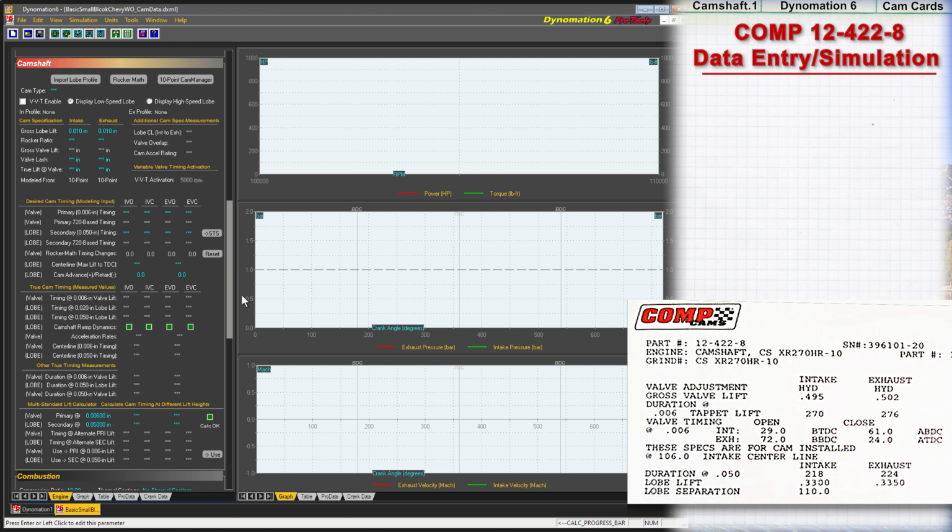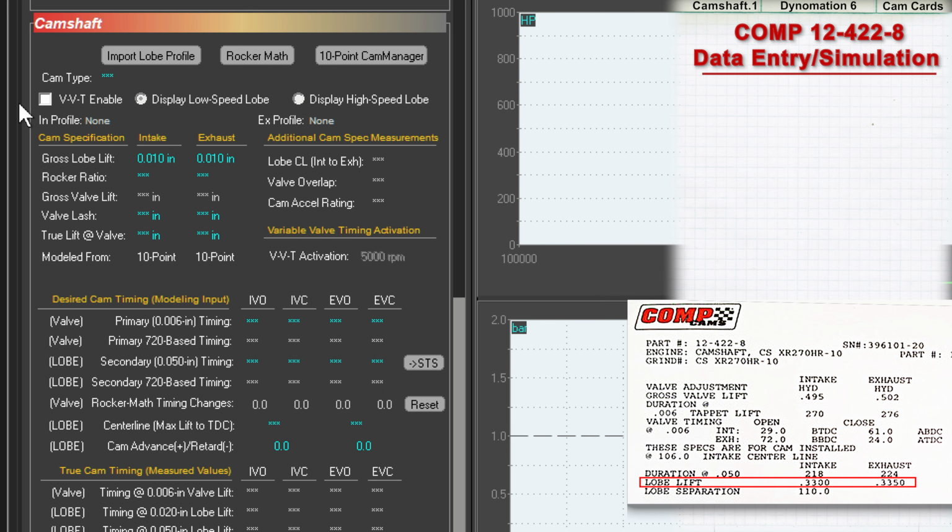A good place to begin with all cam cards is to first enter specs related to valve lift, and start with lobe lift specs if possible. The lobe lift values are included on the cam card. We'll enter 330 thousandth inch lift for the intake and 335 thousandth inch on the exhaust side.